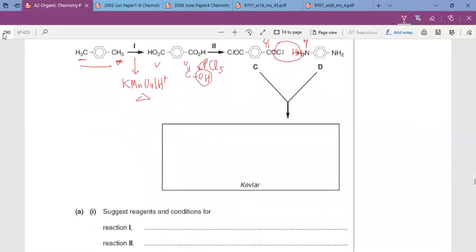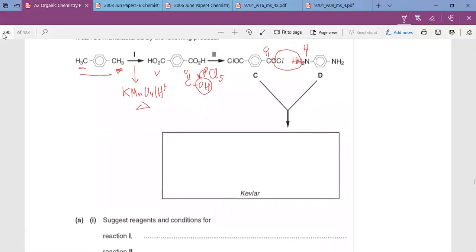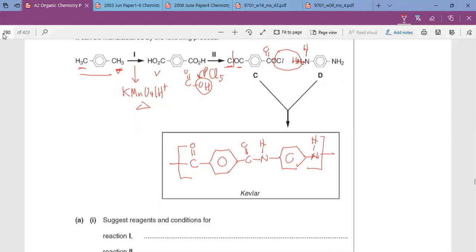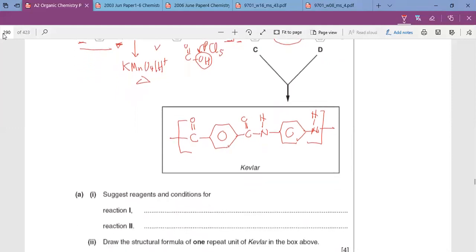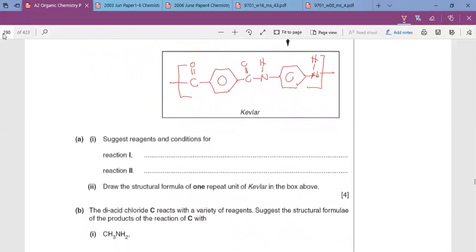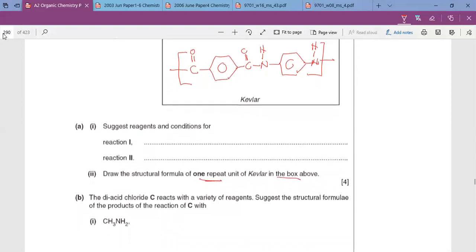Right? Kevlar. So of course, just go up a bit. Here you put a line. Remember carbon here and oxygen here. Remember this part here, the chlorine comes out. So we'll give you the ring, the carbonyl group here, then the amide linkage, the ring. Remember H here, and of course again then the tail. Simple then. Let's see where I got the marking scheme now. Draw the structural formula of the repeat unit in the box above, 4 marks, very easy, is it?